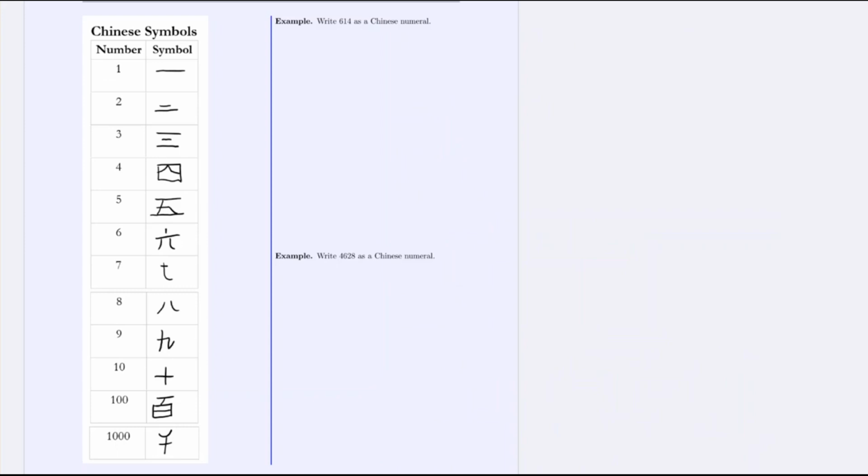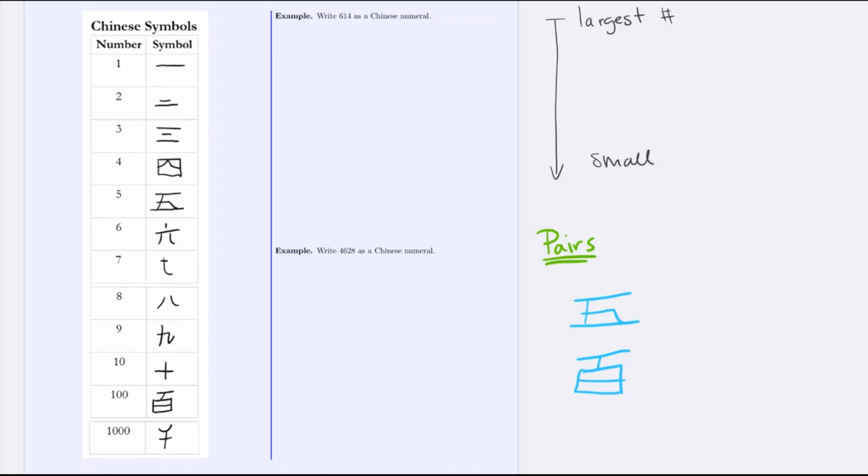In Chinese numerals, they would write from largest number down. So we've got our largest number, kind of like our base 10, down to smaller numbers. And it's also written in pairs in a certain way. Now with these pairs, it's always going to be one symbol on top of another symbol, and they're just written vertically.